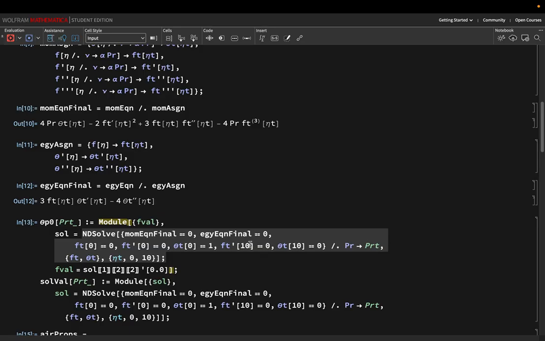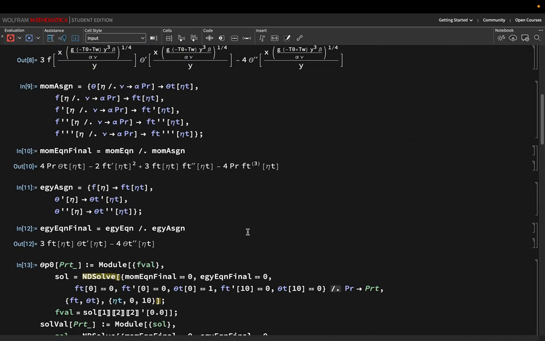So I've taken the boundary condition, the eta value, to be 10 here. Similarly for the other theta also, instead of saying eta equals infinity, I'm keeping eta equals 10, because we need a finite number so that you can numerically solve these equations. And what this operator tells me is to substitute PRT in place of PR in all these equations.